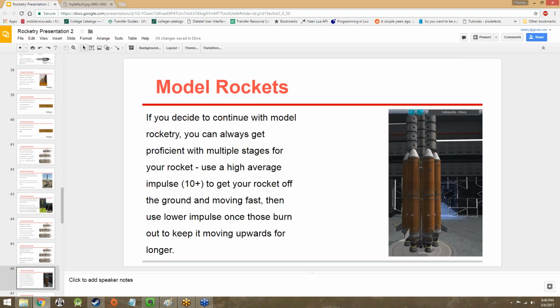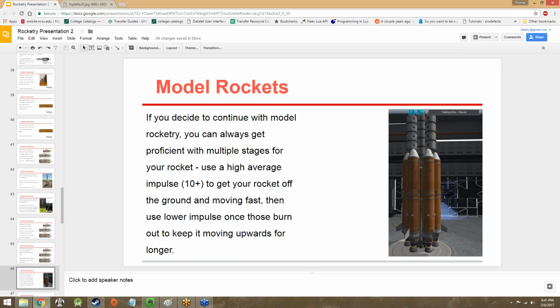If you decide to continue with model rocketry, which I get the feeling that at least a couple of you here probably want to, you can always get proficient with using multiple stages for your rocket. Thank you, Kerbal Space Program, for this example of what you could do. You could use a high average impulse to get your rocket off the ground and moving fast. So in that example, you could have a D12 that's used to get it moving up off the ground super fast, but it's got enough thrust, enough force, to overcome the mass of the rocket.